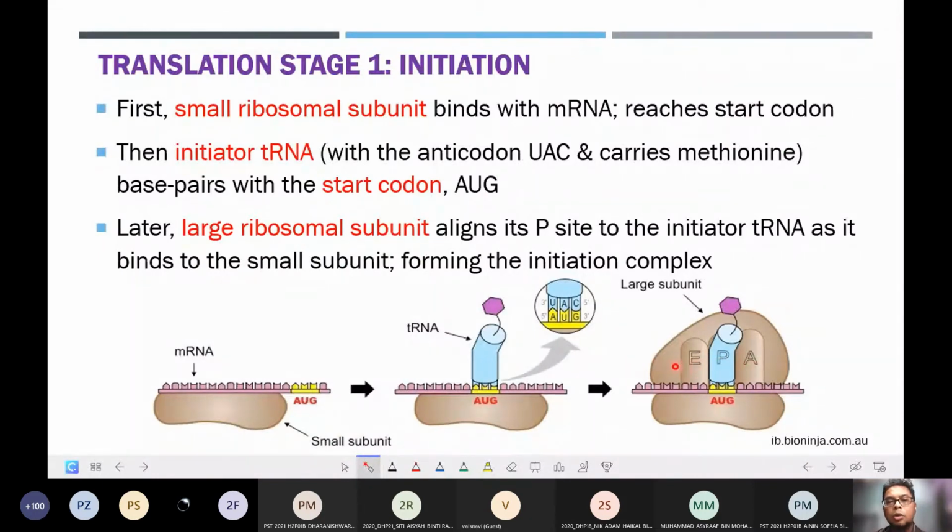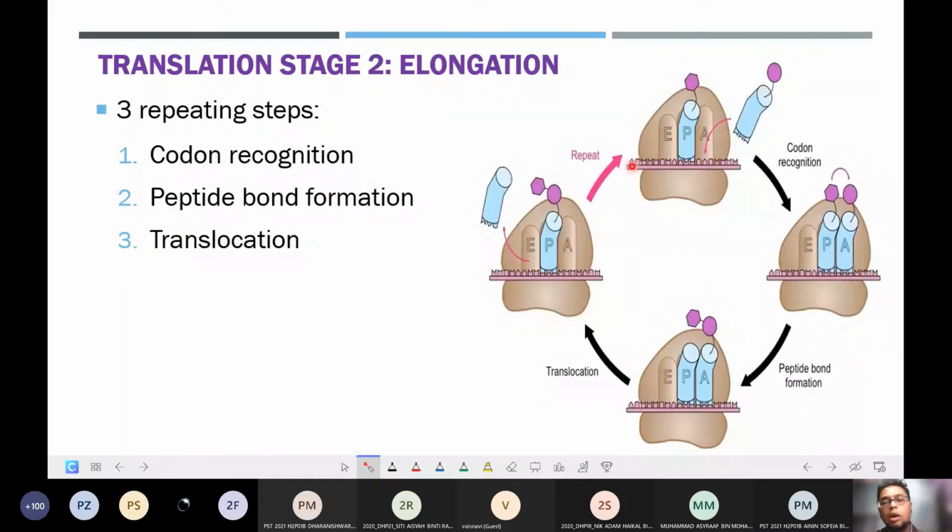So this large ribosomal subunit will align its P site to the initiator tRNA as it binds to the small ribosomal subunit. And so this will form a structure known as the initiation complex, which consists of the mRNA, the small ribosomal subunit, the initiator tRNA, together with the large ribosomal subunit. So the initiation stage is now complete.